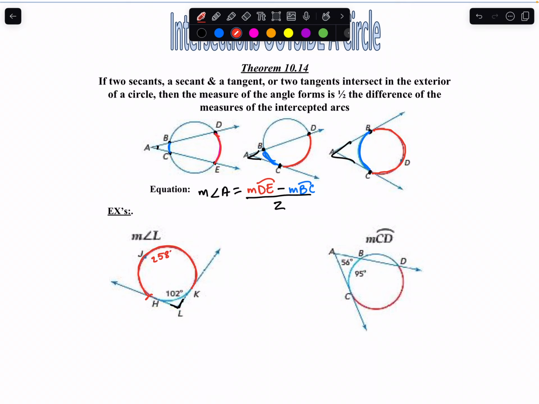Now that I have two values, I can create my equation and solve. I take the big arc, 258, minus the small arc, 102, and when we divide it by 2, it gives us the measure on the outside. So a little bit of basic math in the calculator: 258 minus 102 is 156. When we divide that by 2, we get 78 degrees.